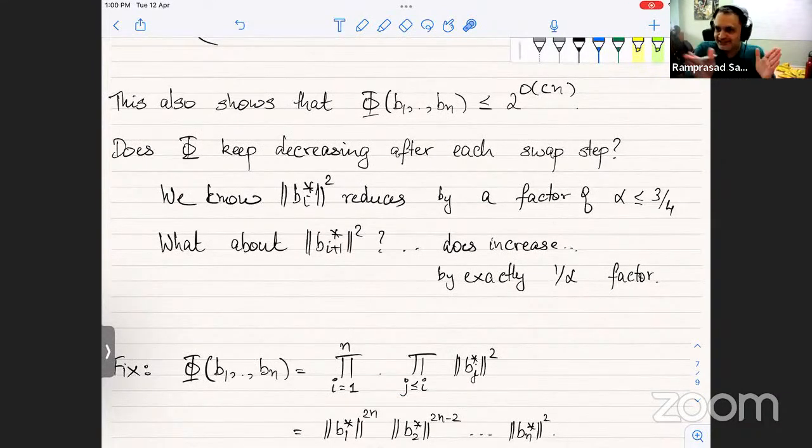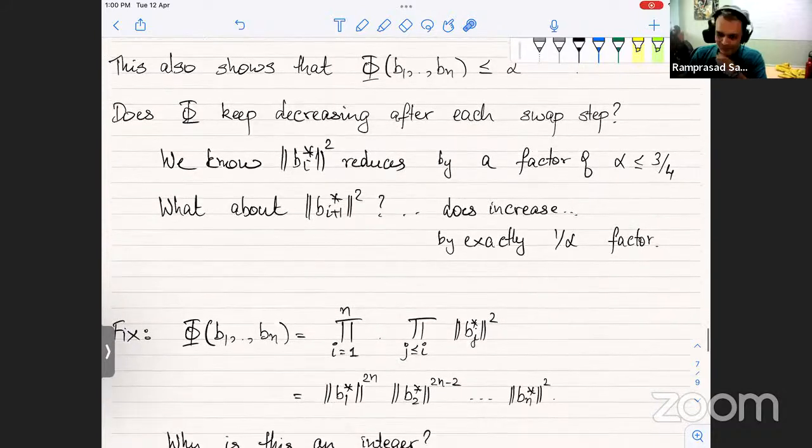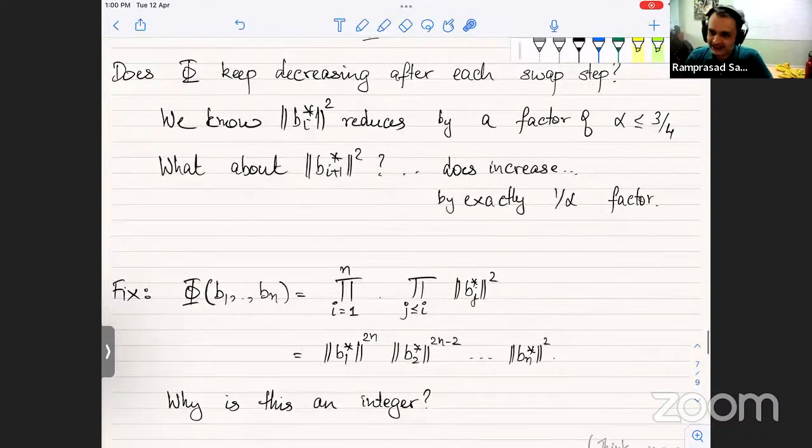You look at the product of all prefixes. That is, you look at b1 star squared, times b1 star squared b2 star squared, times b1 star squared b2 star squared b3 star squared, etc. So if you multiply this all out, b1 star shows up more times than b2 star, which shows up more times than b3 star, etc. Now, why is this an integer?